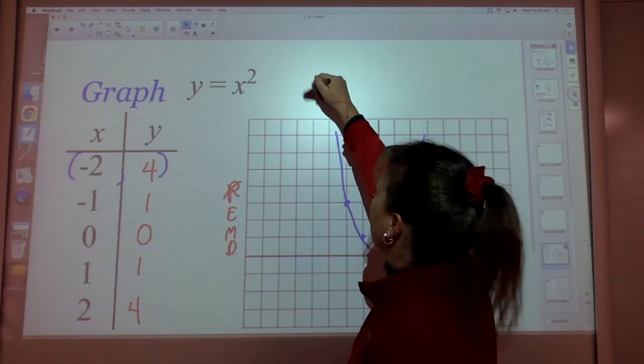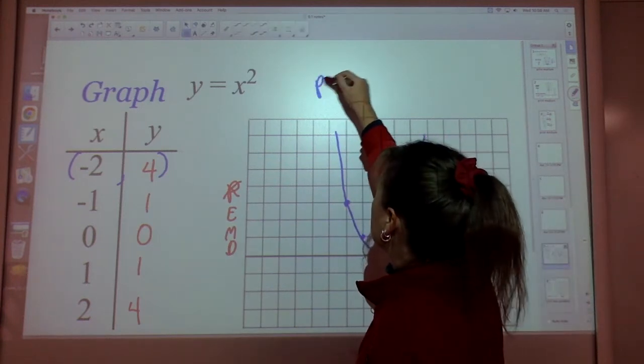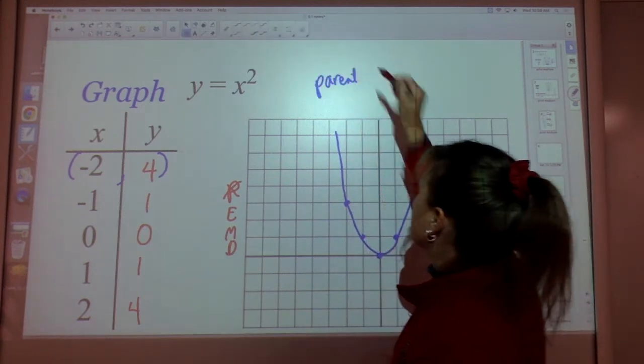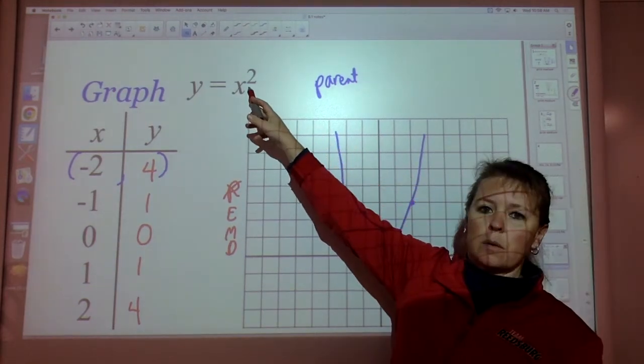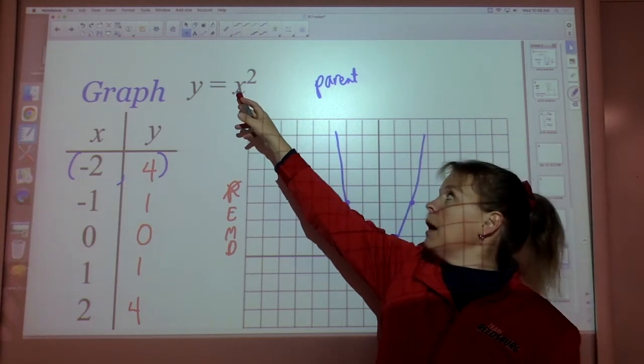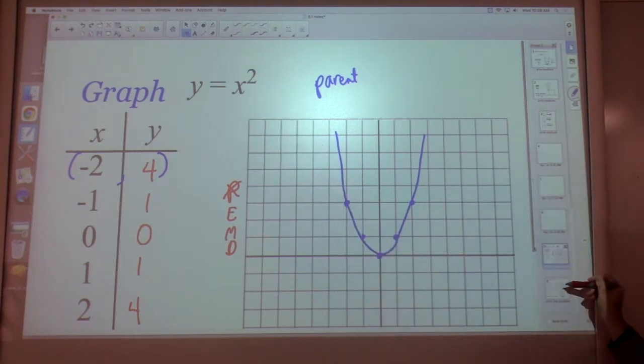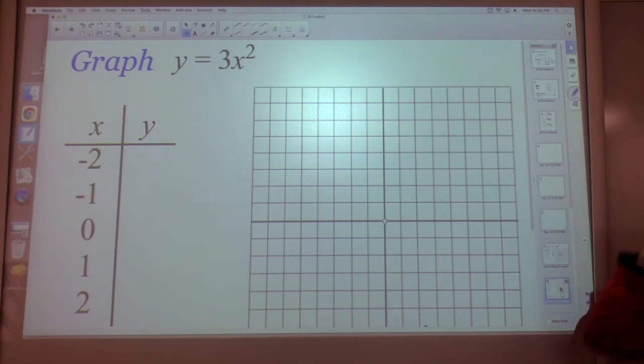That's our parent graph. We'll call that the parent. That's the one that we're going to compare everything to because nothing happened to our x squared. It's not multiplied by anything. It's not added to anything. But let's see what happens when we have y equals 3x squared. It's going to look close. It's going to look a little different.